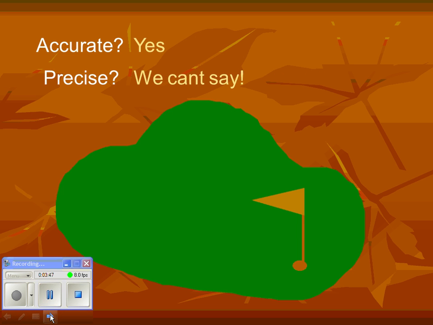Have we learned our lesson? So if a golfer hits the ball and it lands on the green and rolls into the cup, then it was accurate. We did exactly what we wanted to do. But we cannot say if we're precise or not, because to be precise, you have to be able to duplicate that or repeat it several times.